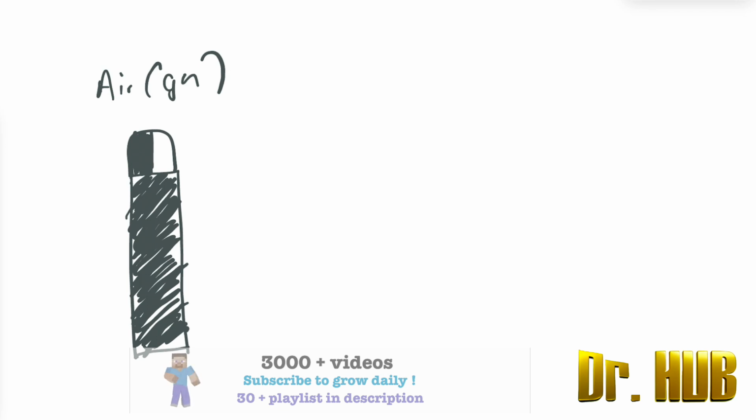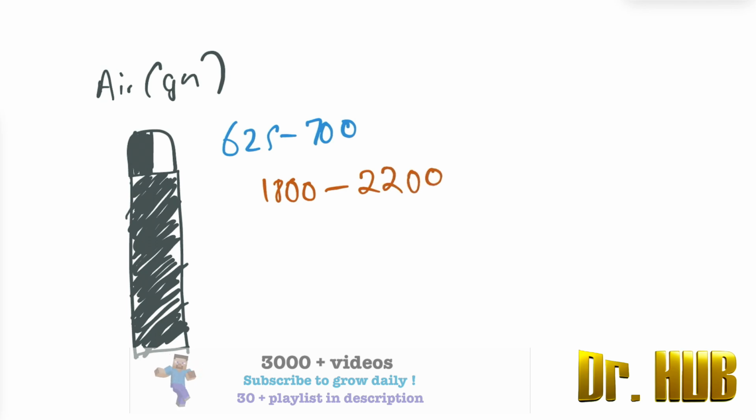The E-cylinder capacity here is 625 to 700. Then what about the pressure? The PSIG is from 1800 to 2200.